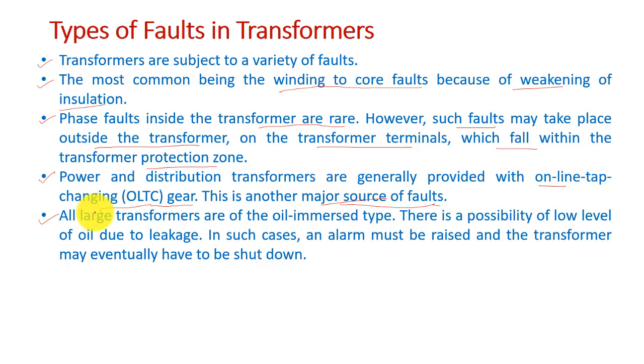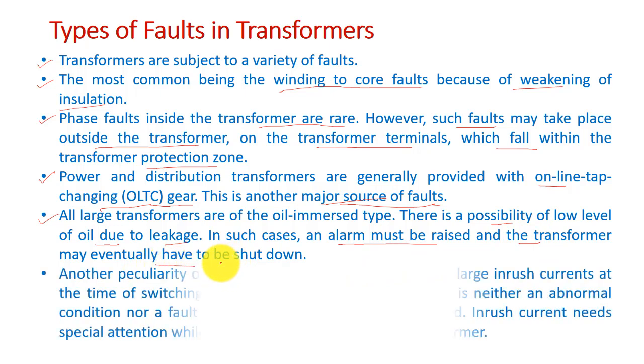All large transformers are of the oil immersed type. There is a possibility of low level of oil due to leakage. In such cases an alarm must be raised. We will talk about this in more detail, and the transformer may eventually have to shut down.